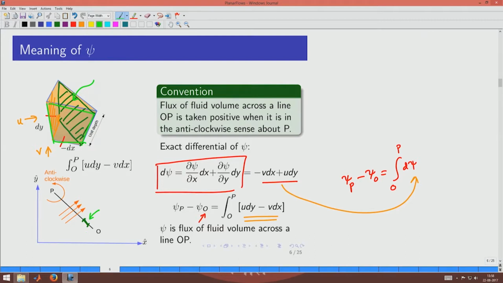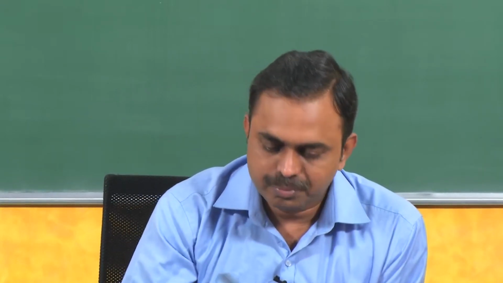And if you forget the z direction for a moment, it means the volume flow across a line segment PO. Okay, so that is the meaning of psi here. It also means that when you have the psi field plotted as contours, then the distance between two contours will give you the measure of the fluid flow in that particular direction.